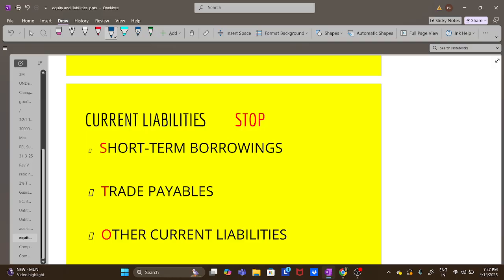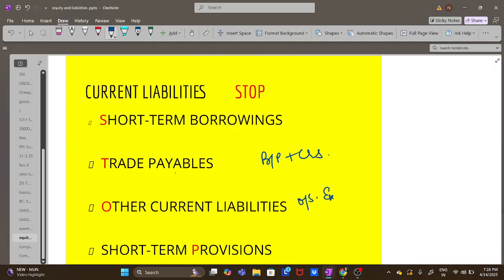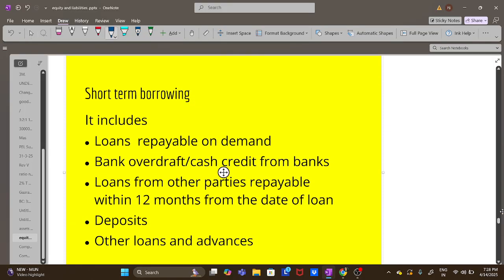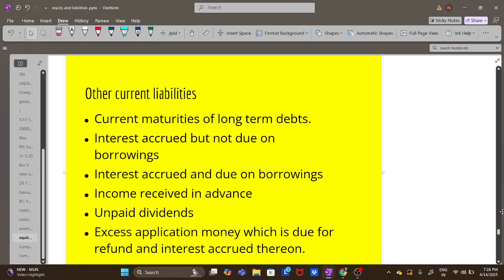Next, current liabilities has four things under that. STOP. Short-term borrowings, trade payables, other current liabilities, short-term provisions. Trade payable is bills payable plus creditors. We all know that. Other current liability like outstanding expense. Short-term provision like provision for taxation. Short-term borrowings could be small loans which we have for a shorter duration: bank overdraft, cash credit, loan for less than 12 months. So such things, loan payable on demand.